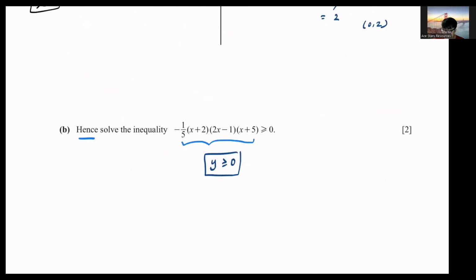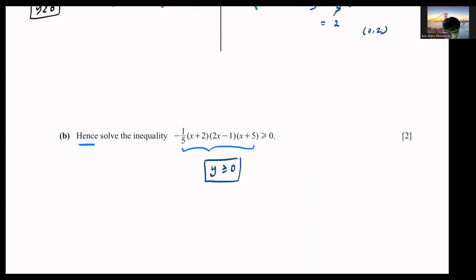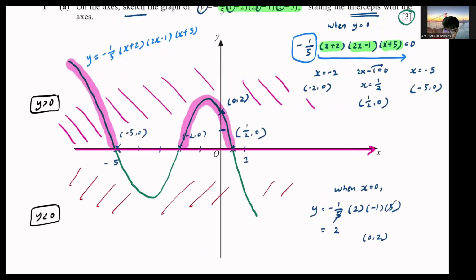Now let's go back to the original question, which stated that we want the region where y is greater than 0. The region I shaded in pink is where the graph exceeds y greater than 0. This is where the function exists, and from this point you can see that this line is definitely going to this side.